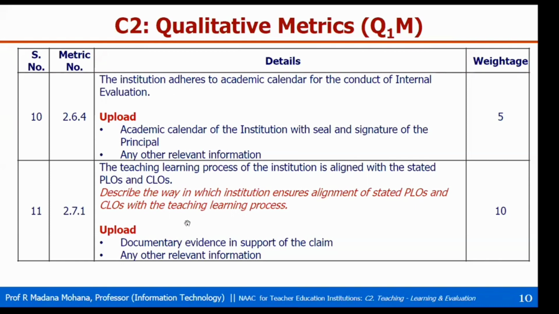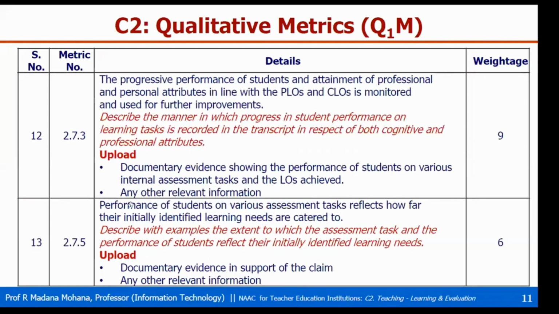Okay. So here, describe the way in which the institution ensures alignment of stated program learning outcomes and course learning outcomes with the teaching learning process. Here, you need to provide documentary evidence in support of the claim, and any other supporting document. Then 2.7.3: the progressive performance of students and attainment of professional and personal attributes in line with the program learning outcomes and course learning outcomes is monitored and used for further improvements.